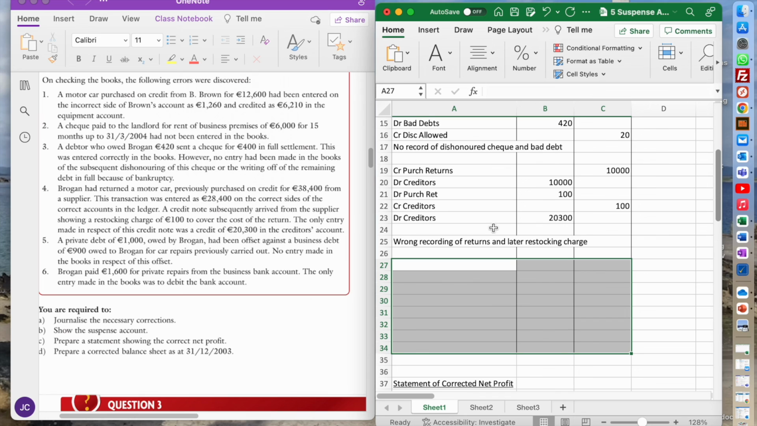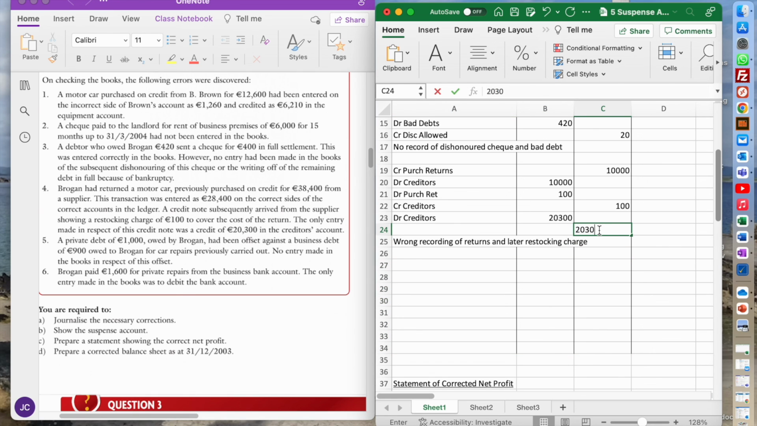And the very last stage, I asked myself, do I need a suspense? Do I have the same number of debits and credits? And I don't. I have 10,100 here, and I have an extra 20,300 here. So I need to add 20,300 onto this side to make the two of them the same. So that means I have a credit in suspense of the 20,300. And don't forget your narration.